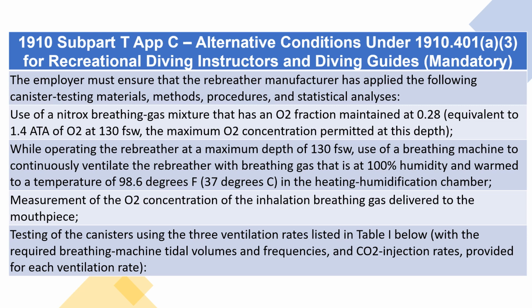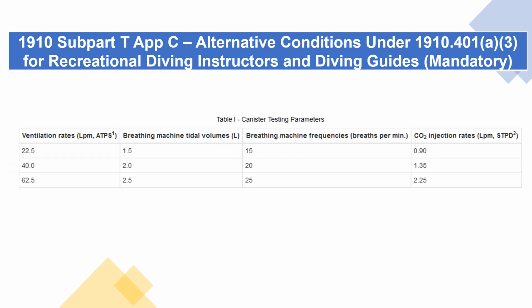Testing of the canisters using the 3 ventilation rates listed in Table I below, with the required breathing machine tidal volumes and frequencies, and CO2 injection rates, provided for each ventilation rate. See Table I. Canister testing parameters.